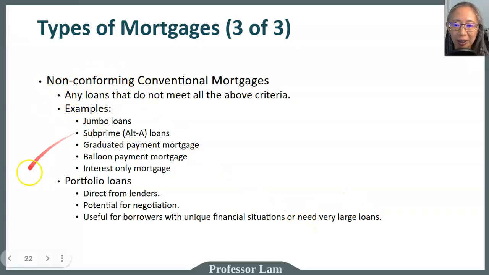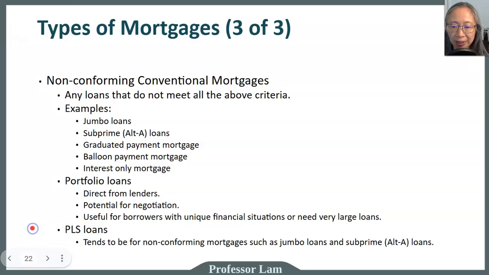the conforming limit. Another source of loan is PLS loans. They tend to be for non-conforming mortgages such as jumbo loans or subprime loans. The word PLS stands for private label security. So this is back in the financial crisis. This is famous for the mortgage-backed security, for example. And this is mortgage-backed through private investors, not government-sponsored enterprises or government agencies.